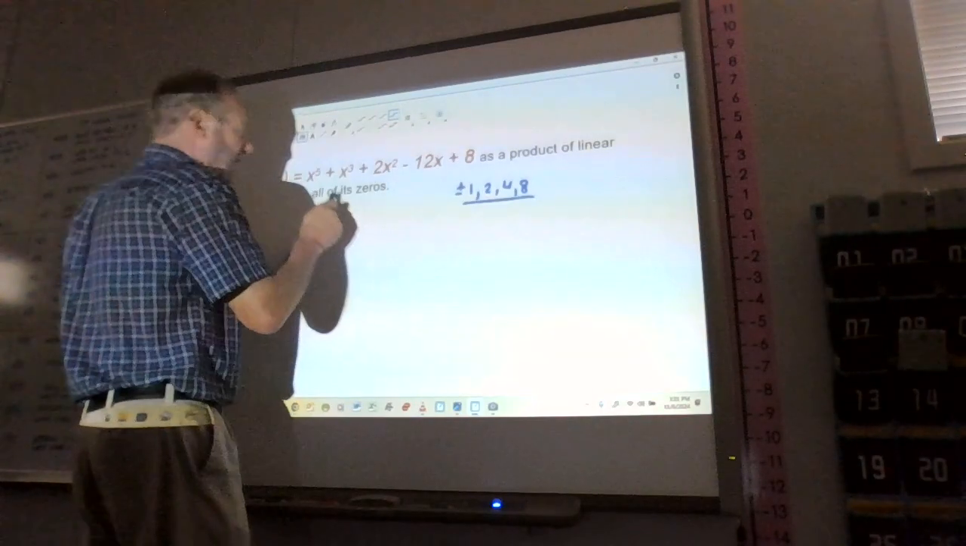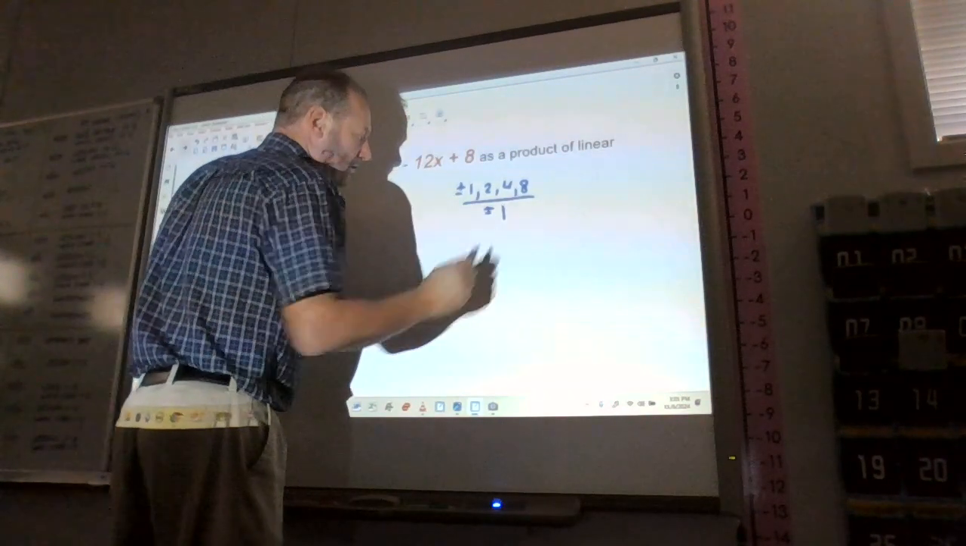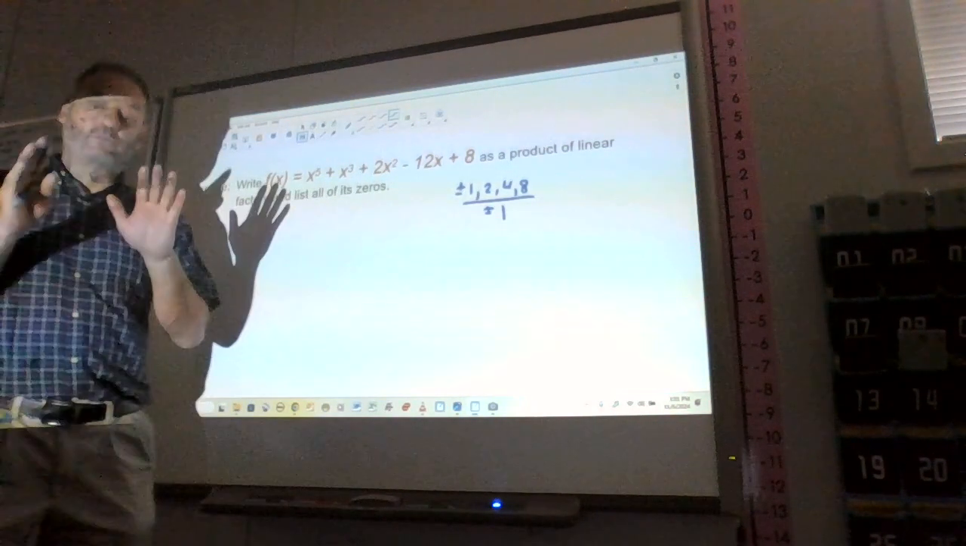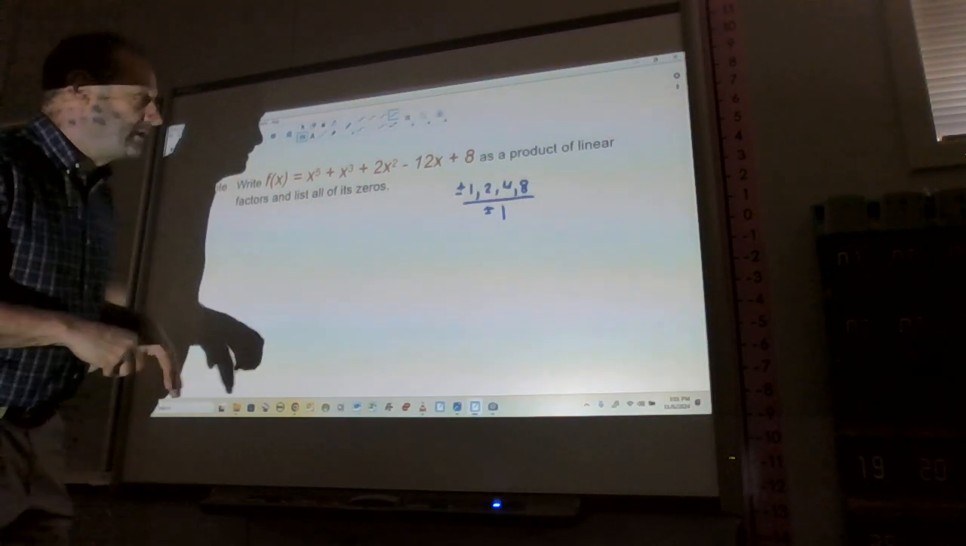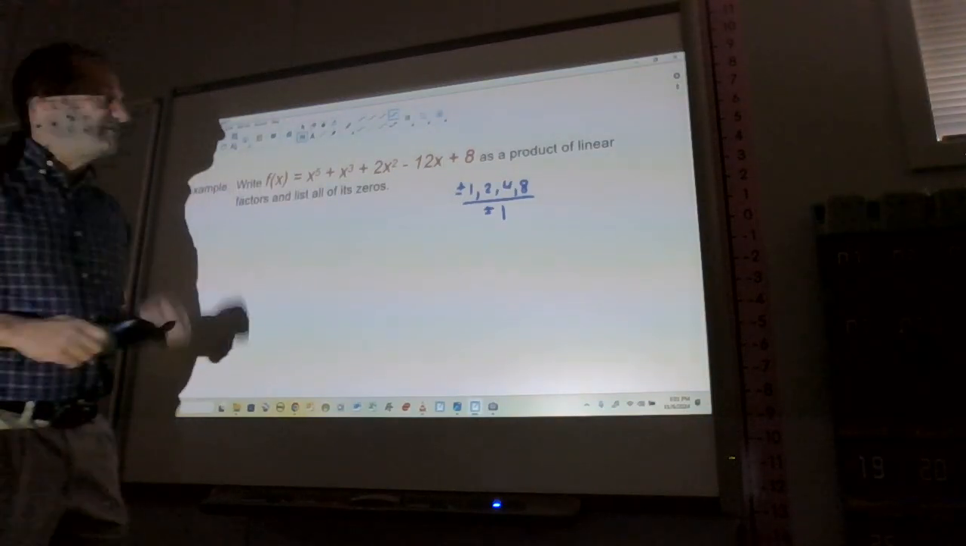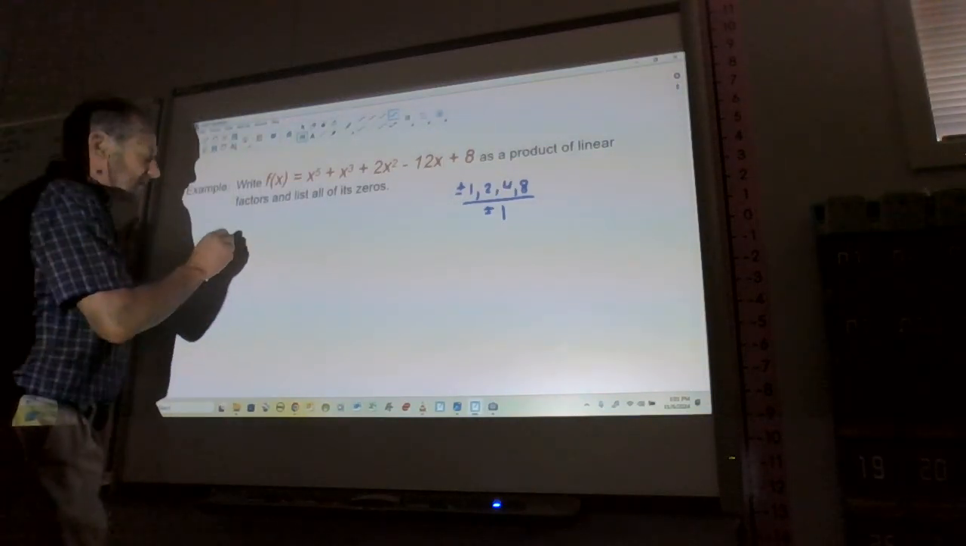And that's divided by plus or minus 1. Okay, so what you always want to do is you always want to get the rational ones out first. So this is how I find my rational factors, remember? And I'm going to use some synthetic division.